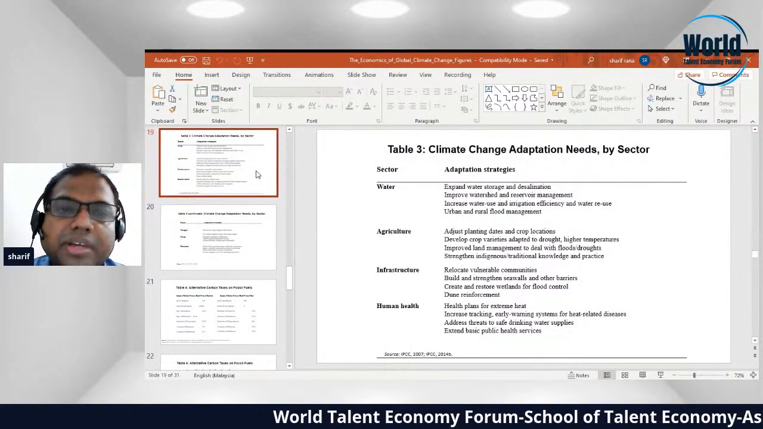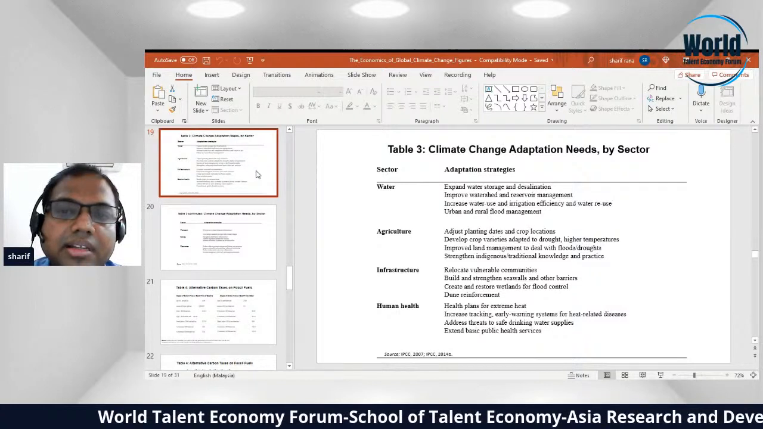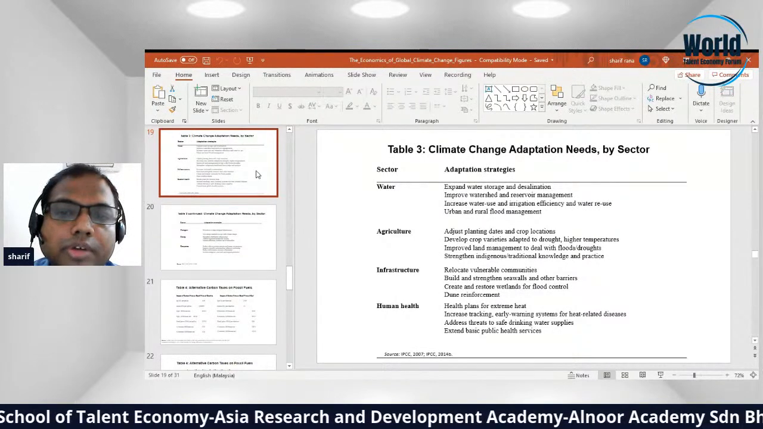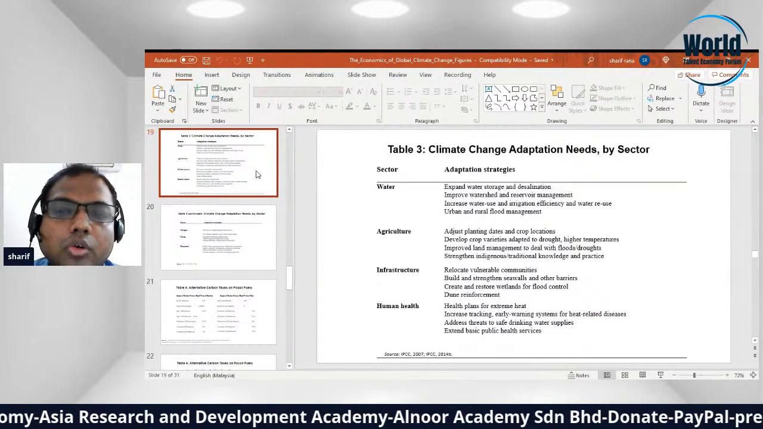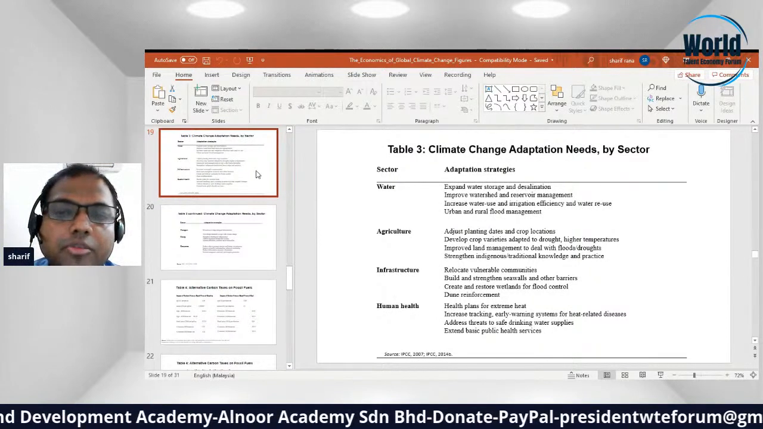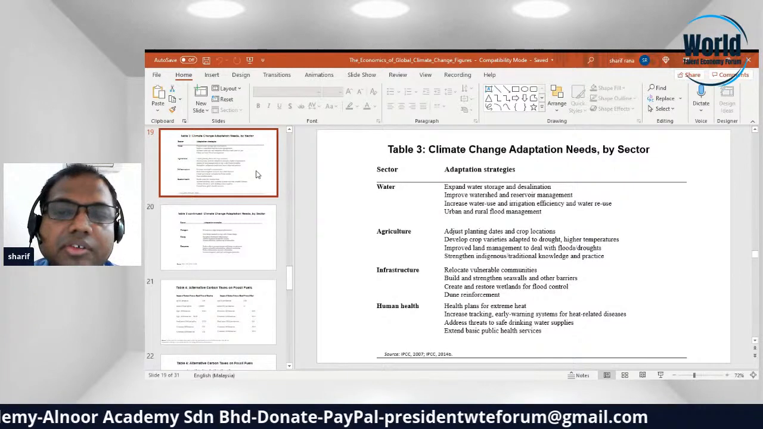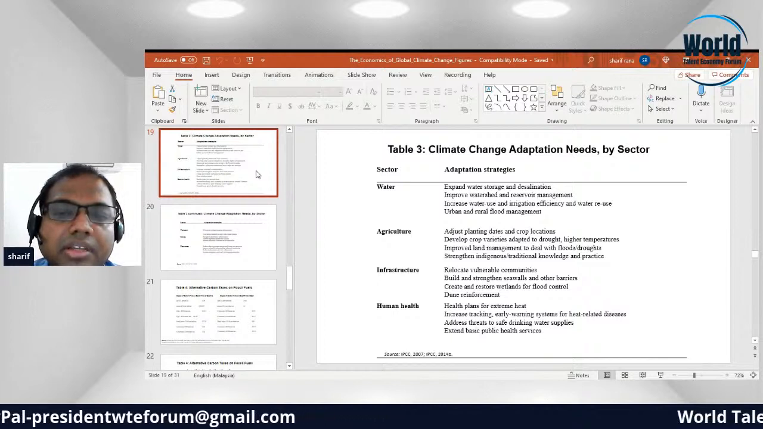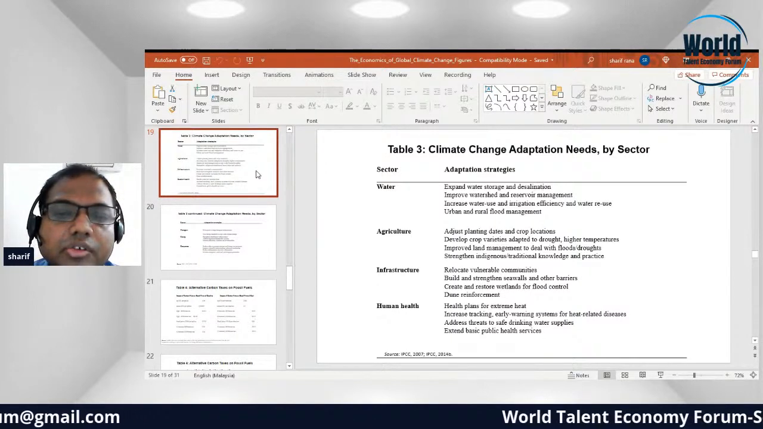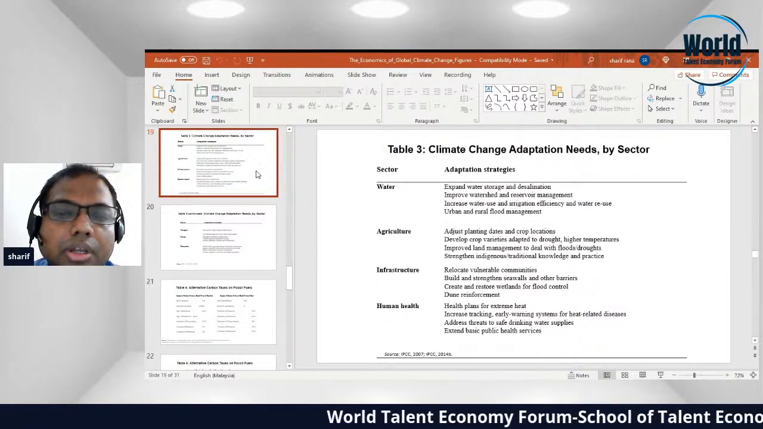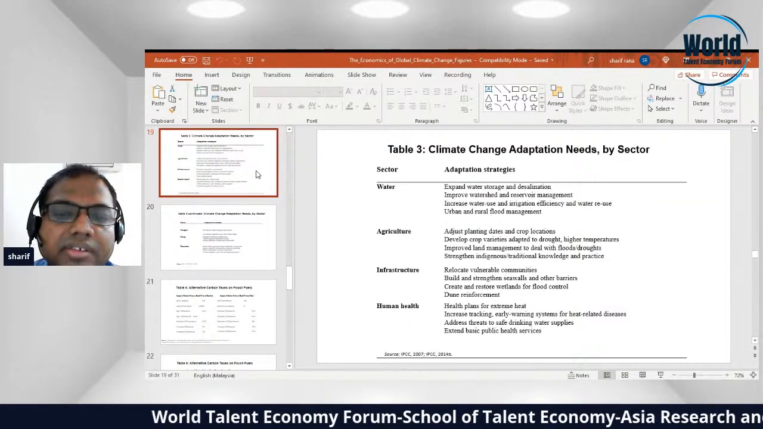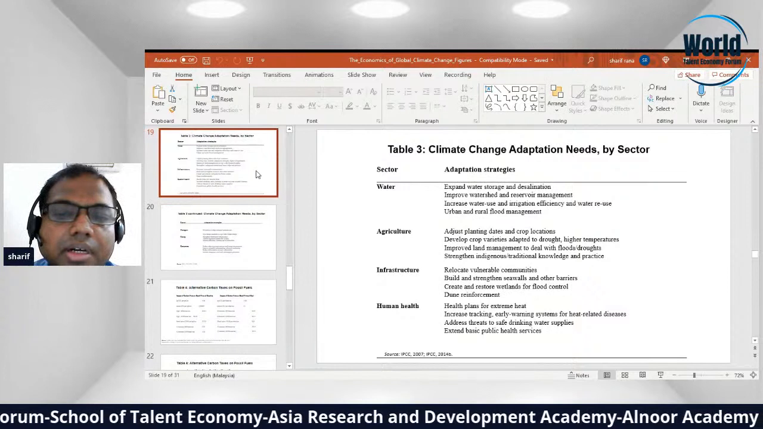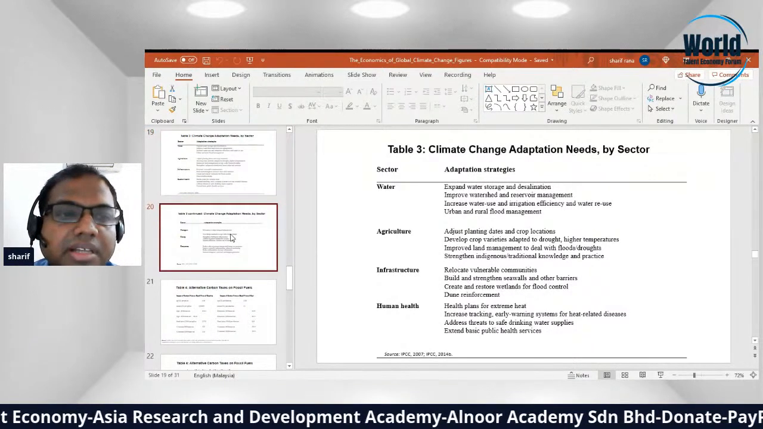Climate change adaptation needs by sector: water, expand water storage and desalination, improve water and reserve management; agriculture, adjust planting dates and crop location, develop crop varieties adapted to higher temperature, improve land management to deal with floods or droughts, strengthen indigenous traditional knowledge and practice; infrastructure, relocate vulnerable communities, build and strengthen sea walls and other barriers, create and restore wetlands for flood control, dune reinforcement; human health, heat plans for extreme heat, increase tracking, early warning system for heat related disease, address threats to safe drinking water supplies, extend basic public health service.